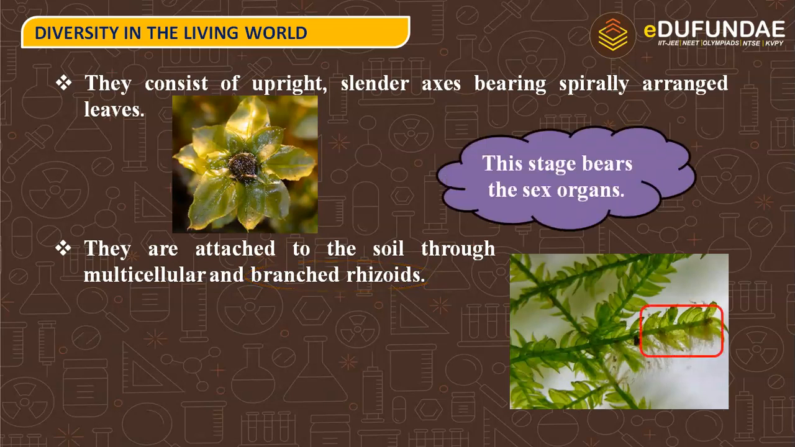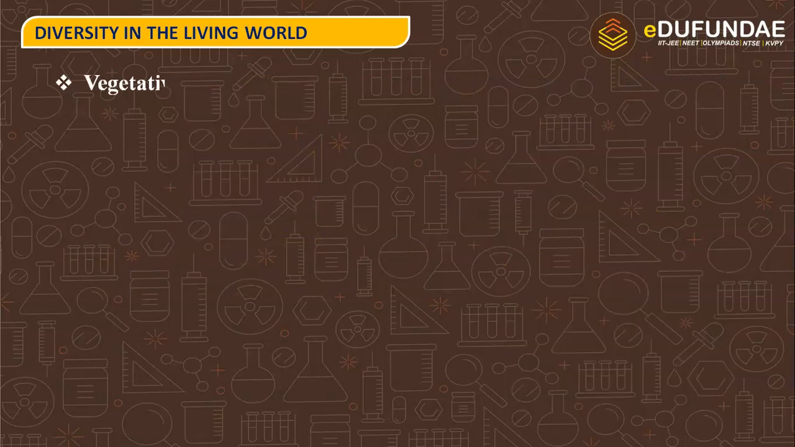This stage bears the sex organs. That means the first stage does not have sex organs, but in the second stage the sex organs are present for the reproduction process.